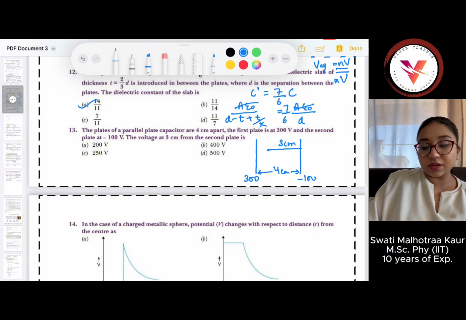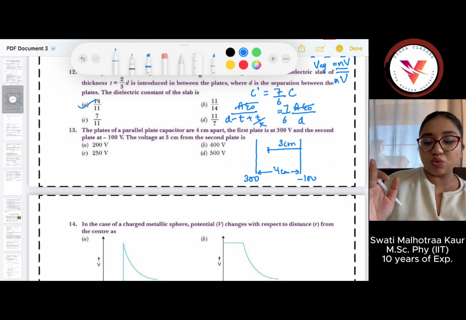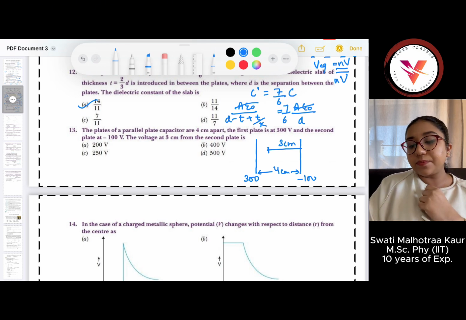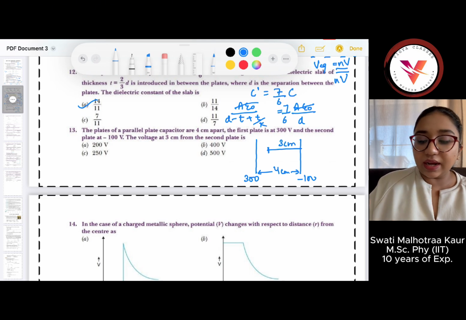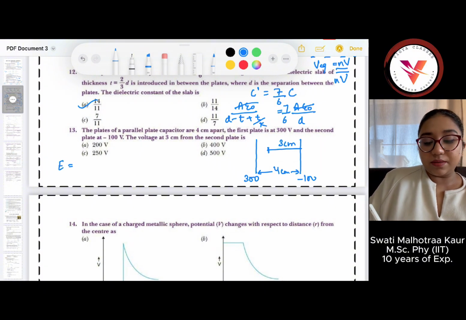Okay, somewhere here. What we will do, we will find the electric field. Since the electric field is uniform between the plates, it is the same. You know, for a parallel plate, the electric field remains the same at whatever distance. So we will find the electric field at its midpoint. So E is equal to what? Minus of delta V by delta R.